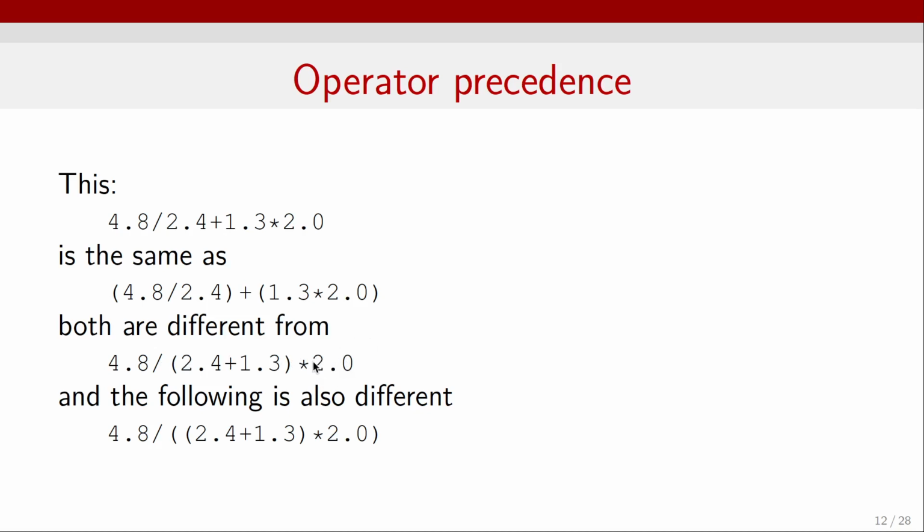If I want 2 to be in the denominator, then I have to use brackets here and put that in parentheses. So I can do 2.4 plus 1.3, multiply that times 2, put that in brackets, and then now the compiler knows that this is in the denominator of the fraction. So it's going to divide 4.8 by all of this. So first it's going to do this addition, then the multiplication, and then it's going to divide 4.8 by this expression in parentheses.